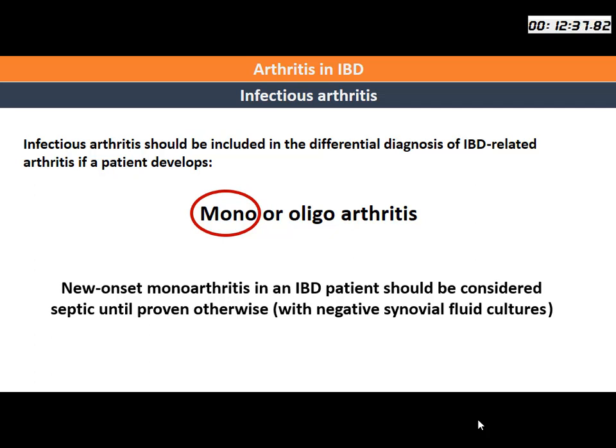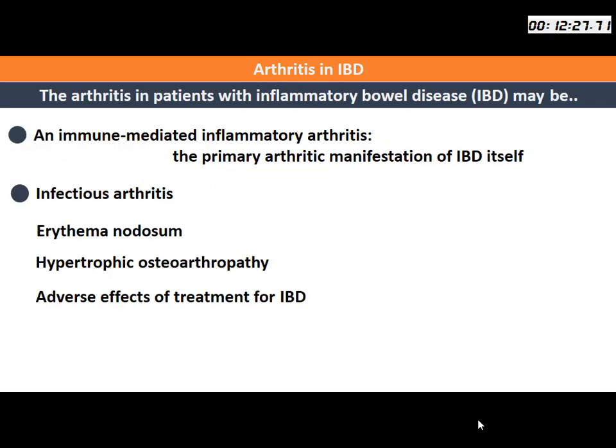if it's a mono or oligoarthritis. And the organisms don't have to be bacterial, sometimes mycobacterial and fungal, with a slightly slower course, and this explains the oligoarticular involvement sometimes.